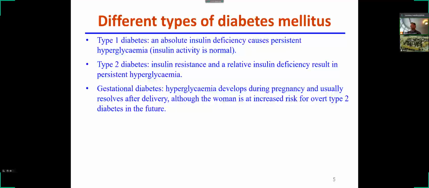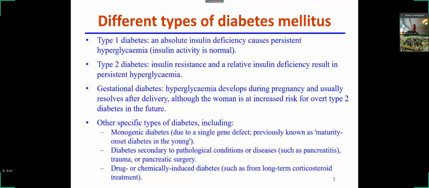Now, we'll cover a little bit of this in the developmental and pregnancy stages, but importantly, during pregnancy, women can get what's called gestational diabetes and become hyperglycemic. Hyperglycemia develops during pregnancy and usually resolves once the baby's out, although the woman is at increased risk for overt type 2 diabetes following such an incident.